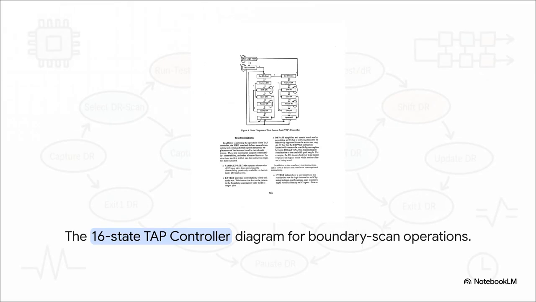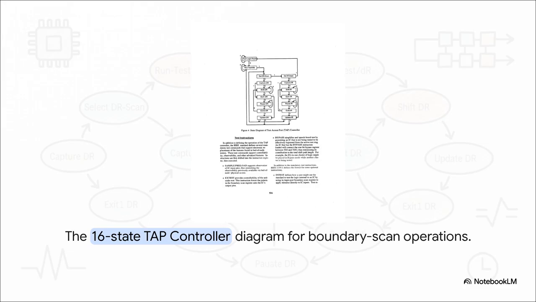And here it is. This is the iconic IEEE 16-state logic map that essentially governs every single boundary scan operation in existence. Now I know, at first glance it looks like a dense, tangled web, but let's break it down. Notice the foundational states at the very top there: test logic reset and run test/idle. In test logic reset, the test logic is completely disabled. The chip just acts normally, totally unaware of JTAG.